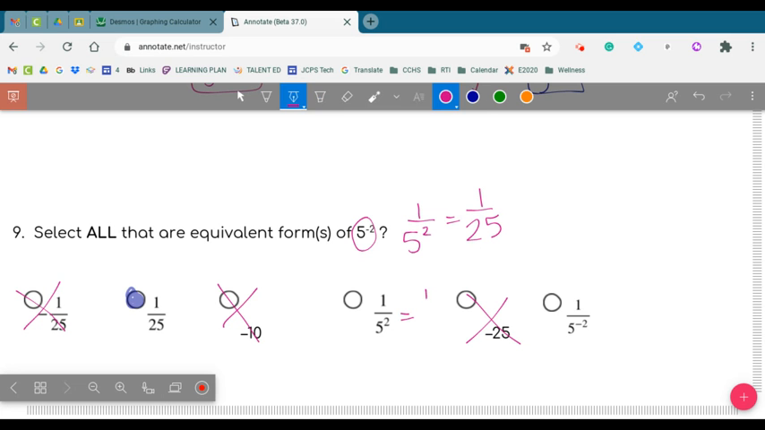This one, 5 squared is 25, so that is 1 over 25, which is the same. And then our last one, since the negative exponent has to get flipped to the top, it becomes 5 to the second. So that one is not an option, because it would be 25. So those are our two options.